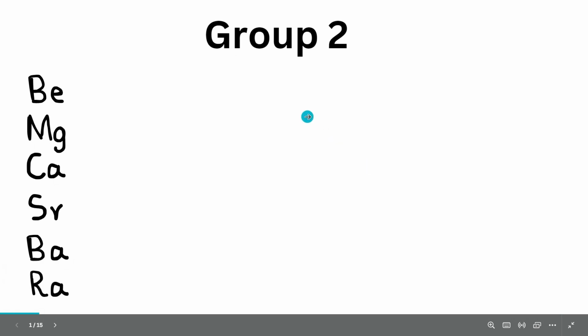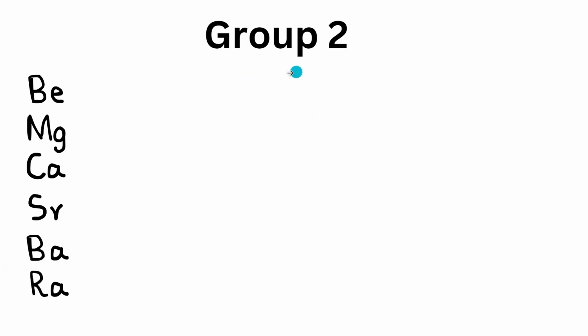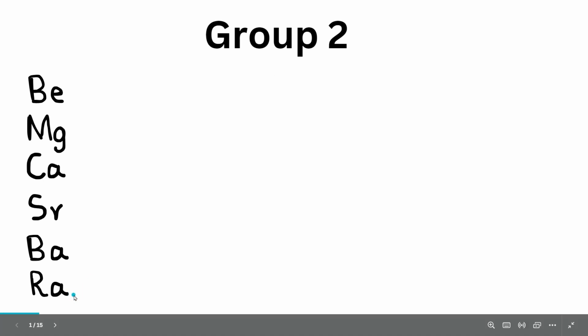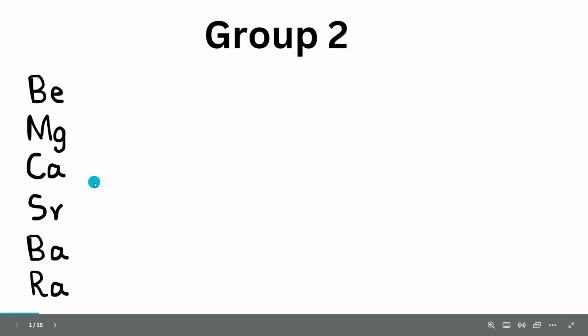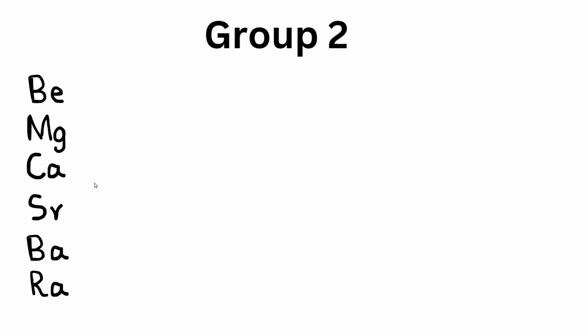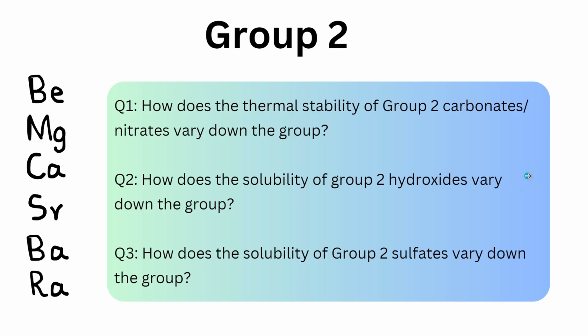This is topic 27, Group 2 of A levels chemistry. Now, what are the elements of Group 2? Beryllium, magnesium, calcium, strontium, barium, and radium. Now, you have studied in AS level chemistry the reactions with oxygen and the flame colors and the reactions with water. But for A levels chemistry, you only need to be able to answer three questions about Group 2. And what are those questions?